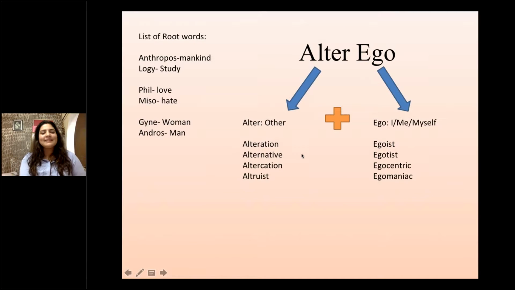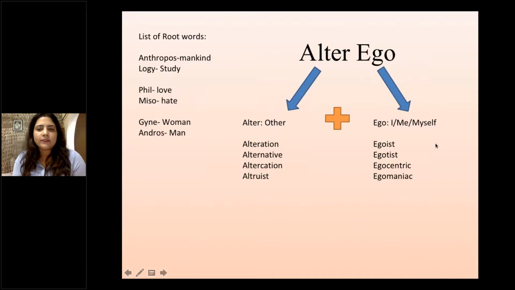Okay, next is alternative. What's alternative? Alternative is the other option, right? Very good. Everybody is correct. Other option, other method, other choice. So see, it has the word other, right? It has the word other. That is called alternative.